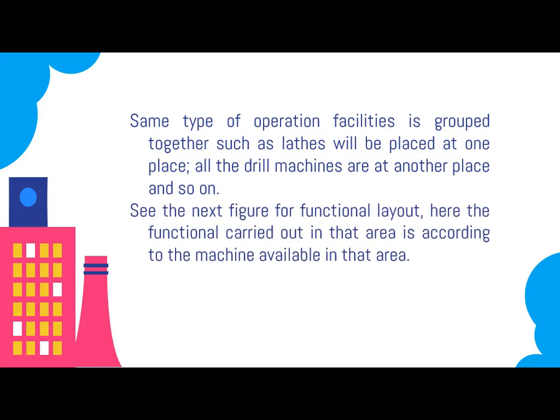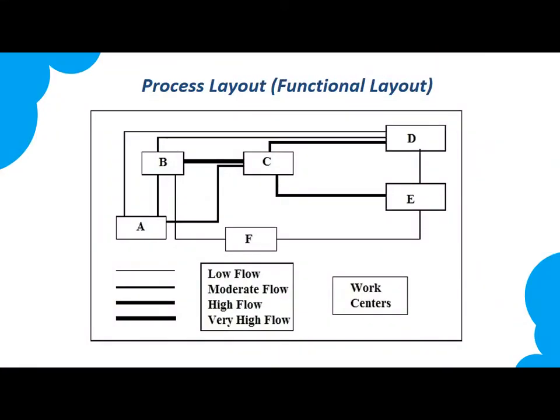See the next figure of functional layout, that is process layout. Here the functions are carried out in the area according to the machines available in that area. So this is the typical example of process layout where there are sections like A, B, C, D, E and F. In section A, suppose there are grinding machineries available. In section B, all the drilling type of machineries are available, and so on. Suppose in section F, all pen type of machineries are available. These A, B, C, D, E, F are work centers.